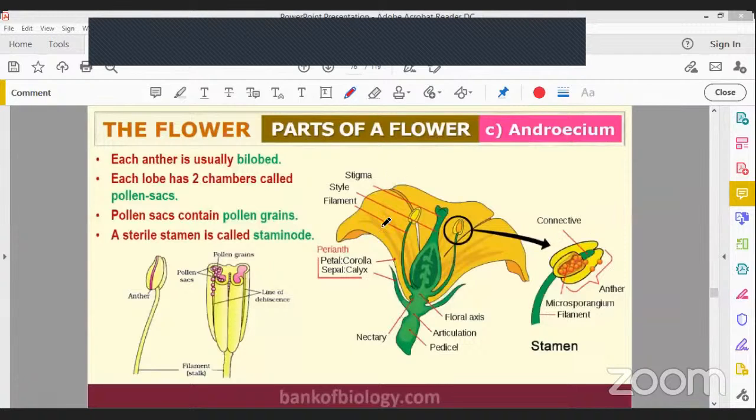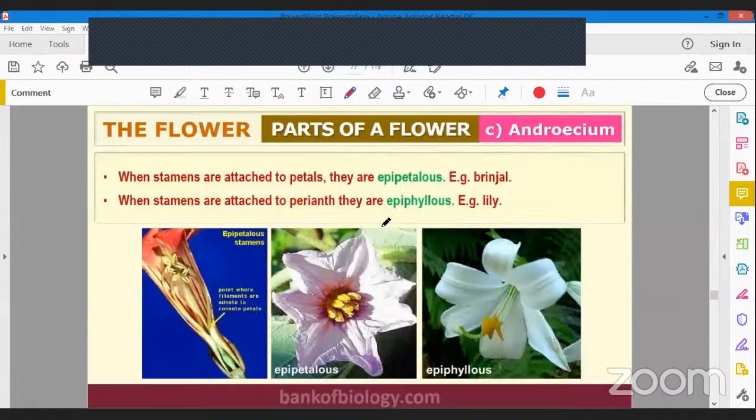Done. So next part. So androecium. See, where it is attached is very important. Usually it is attached to the thalamus, but sometimes it might not be attached to the thalamus and it might be attached to the petals or sepals. If it is attached to the petals, it is called epipetalous. If it is attached to the tepals, then it is called epiphyllous. Remember this, students. It's very important. Okay, take it down.